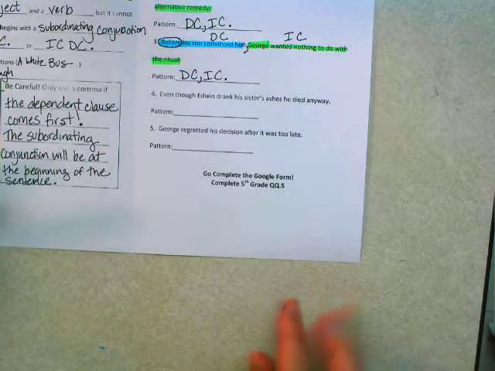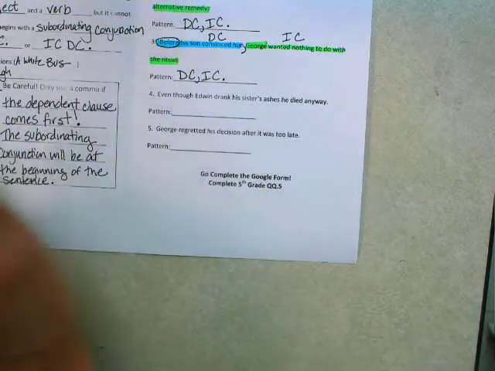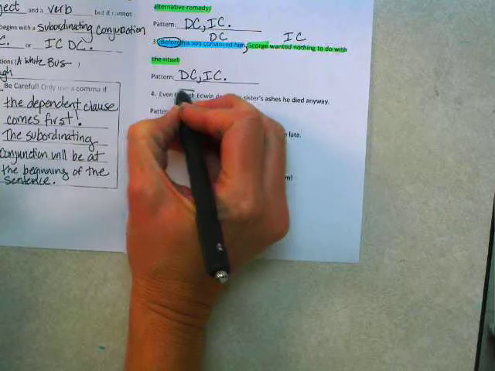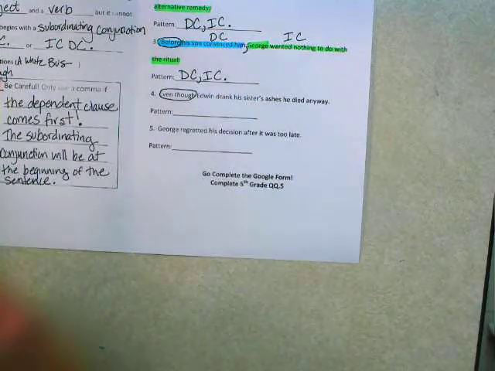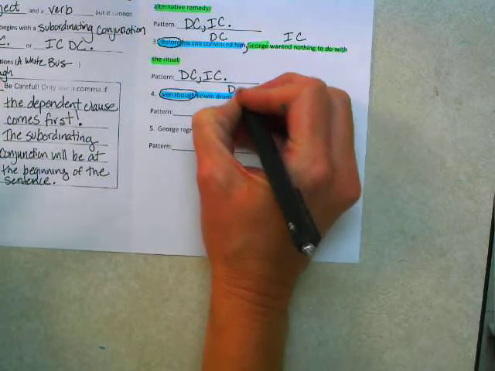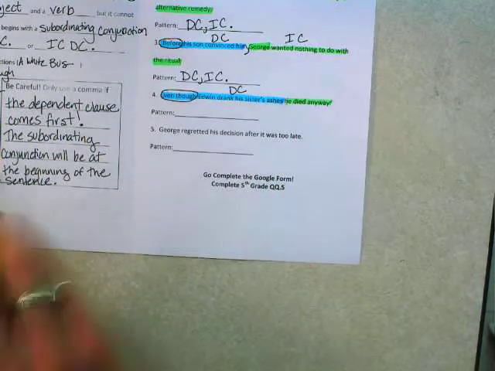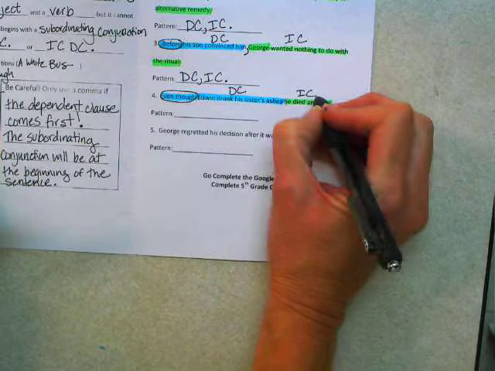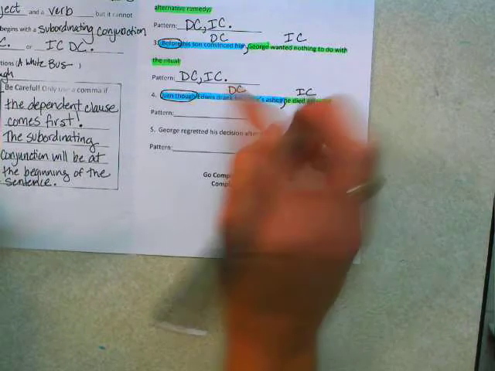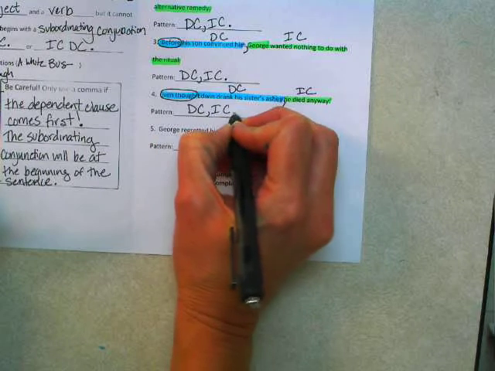Okay, even though Edwin drank his sister's ashes, he died anyway. So even though is my subordinating conjunction. Even though Edwin drank his sister's ashes is my dependent clause. It needs some help. He died anyway is my independent clause. So my comma comes between my DC and my IC. So my pattern here is DC, comma, IC, period.